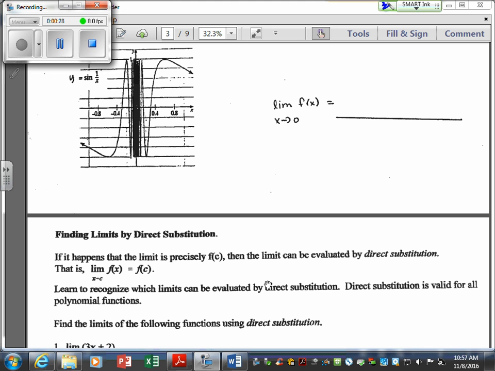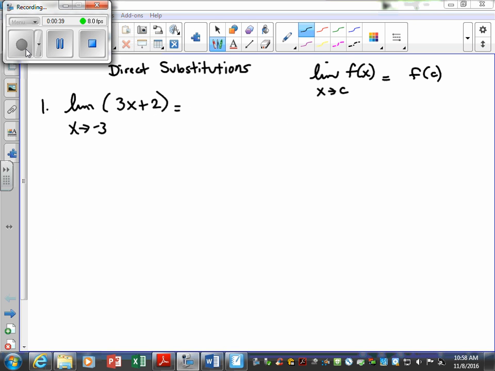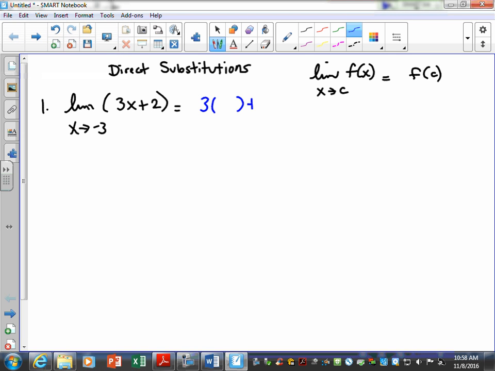And if not, we're going to talk about some other things that we're going to do when it's not the case. But these next few examples, we're going to practice using direct substitution. Like I said, we're going to do some examples here. Based off of our limit of f of x as x approaches c, we can get that value by evaluating f at c. So what we want to do is take our function f of x, so we have 3x plus 2, that's our f of x function, and evaluate it when x is equal to c.